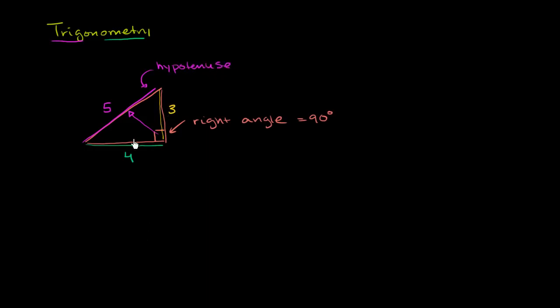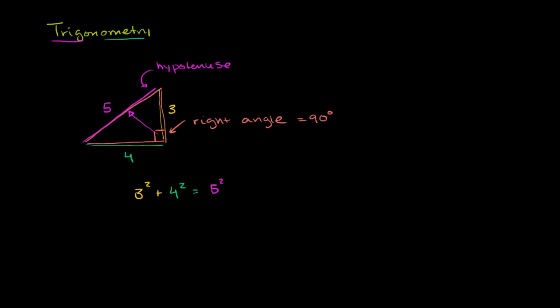And you can verify that the sides of this right triangle work out. We know from the Pythagorean theorem that 3 squared plus 4 squared has got to be equal to the length of the longest side, the hypotenuse, squared, which is 5 squared. So you can verify that this satisfies the Pythagorean theorem. Now, with that out of the way, let's learn a little bit of trigonometry.